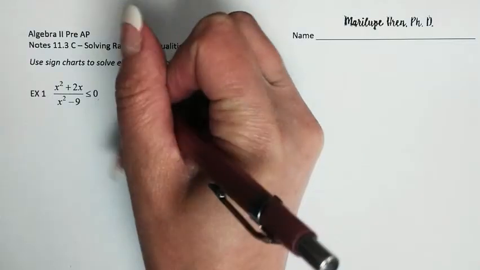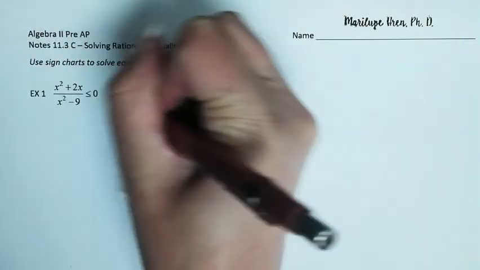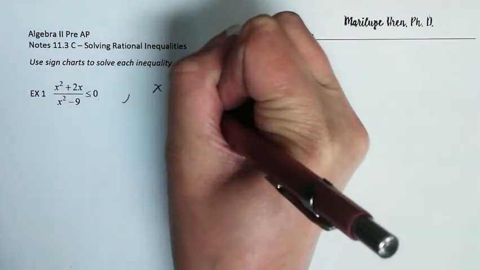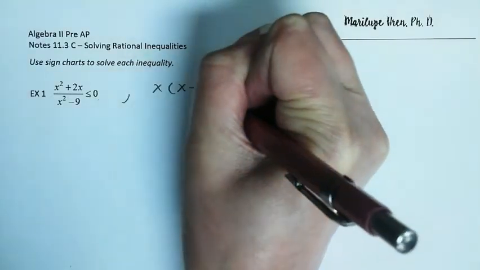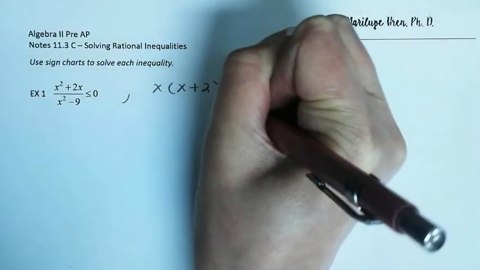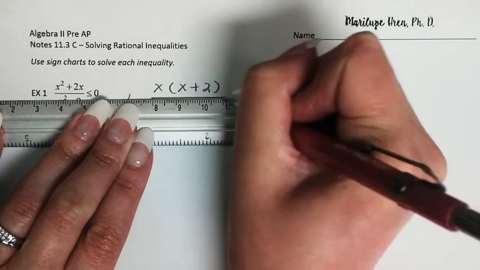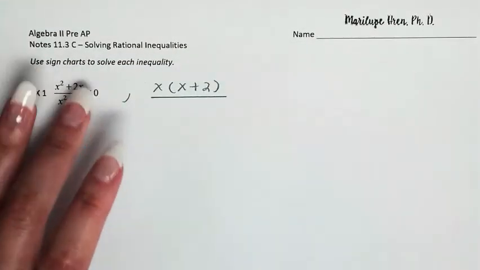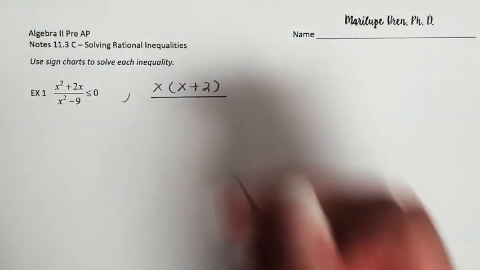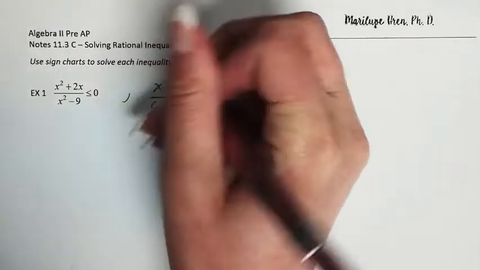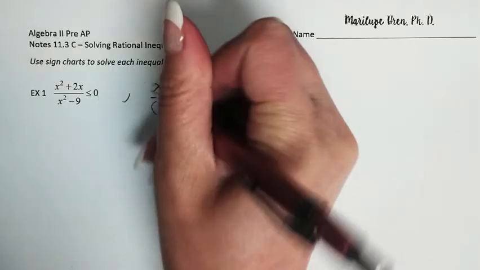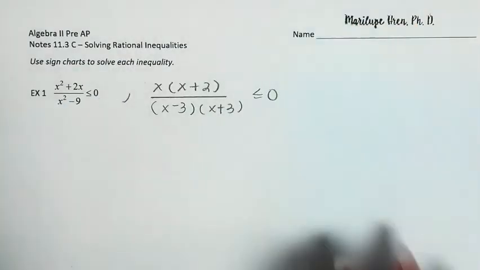Okay, so I'm going to factor the expression, and you recognize that at the top you have the x as a common factor, so you have x times x plus 2. And then you recognize that the denominator, beautifully, you can factor it as a difference of squares, having x minus 3, x plus 3, and this is going to be less than or equal to 0.